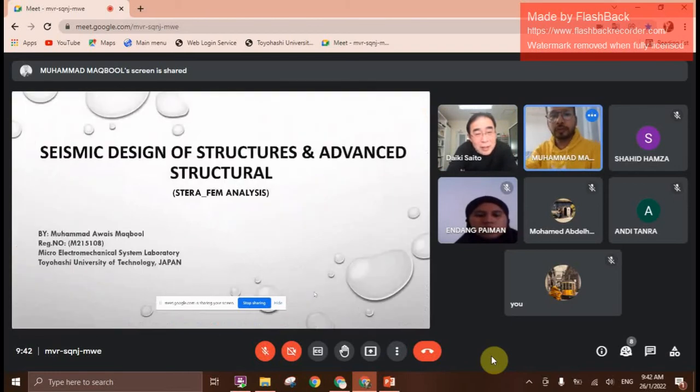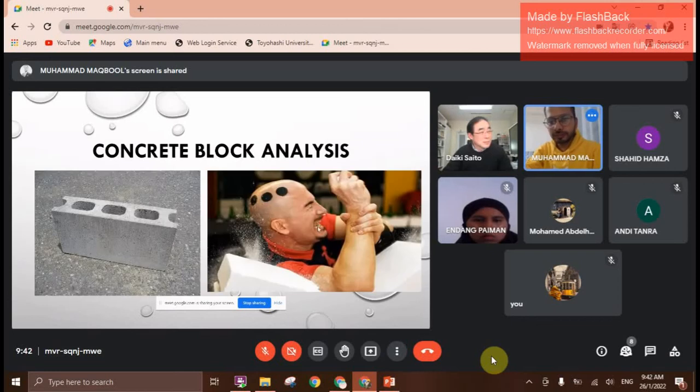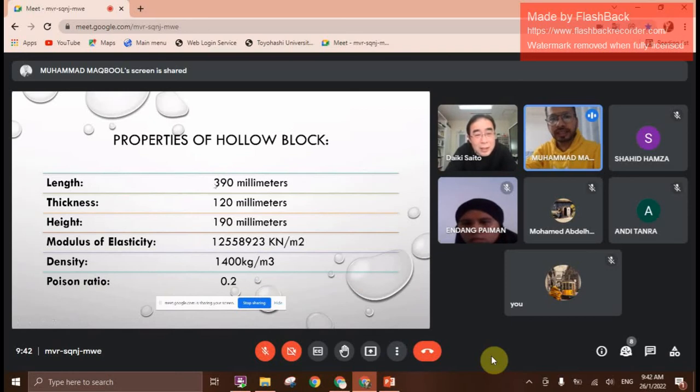Okay, so today I am going to present on seismic design of structure and advanced structure by using Stera FEM analysis. I chose example 4 from the given examples which Sensei provided us by email, a concrete block analysis, and what effects occur on the block when a kung fu master tries to break it by a force. The properties of the hollow block are length 390 millimeters, thickness 120 millimeters, height 190 millimeters, and Poisson ratio 0.2.